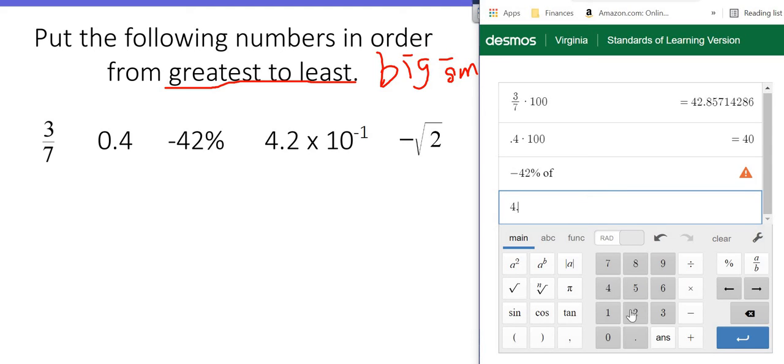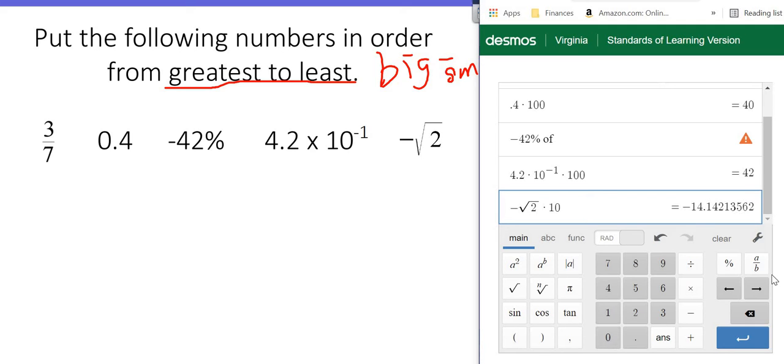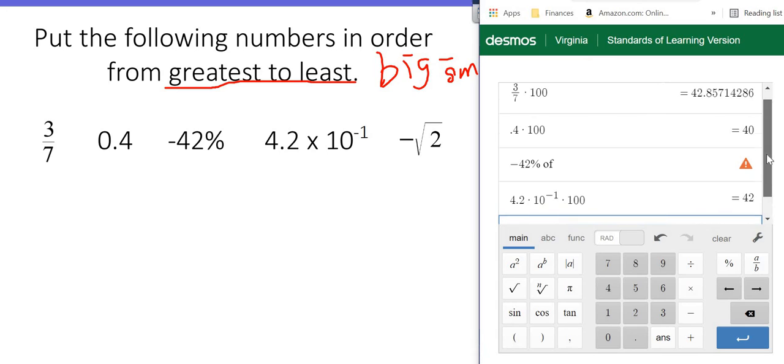The next one is 4.2 times 10 raised to the negative 1 power. Excuse me, and I'm going to multiply that by 100 to make it a percent. And finally, I have the last one, which is negative square root of 2. To move my cursor out, multiply by 100, and we'll make it a percent. Well, let me make that 100. There you go.